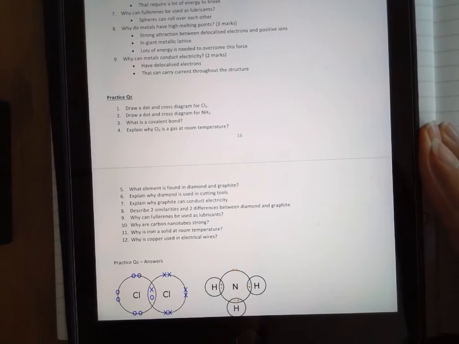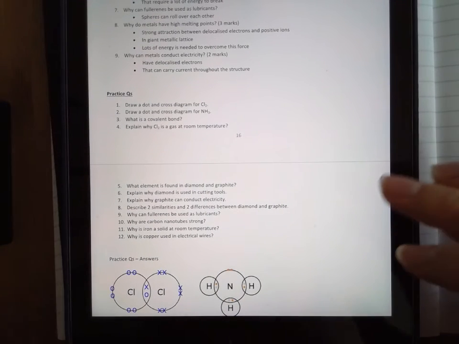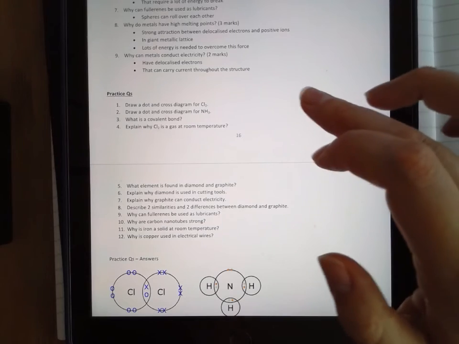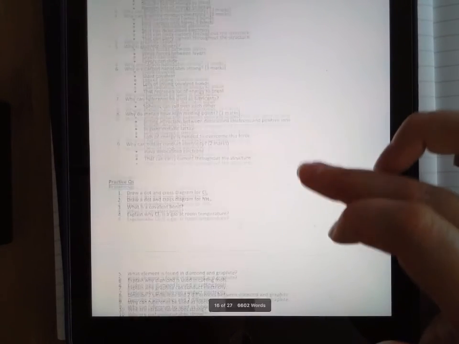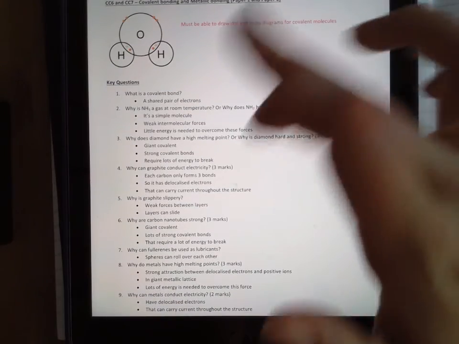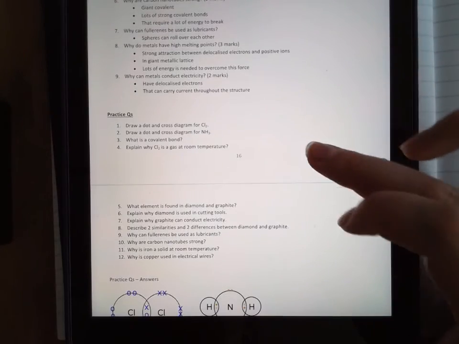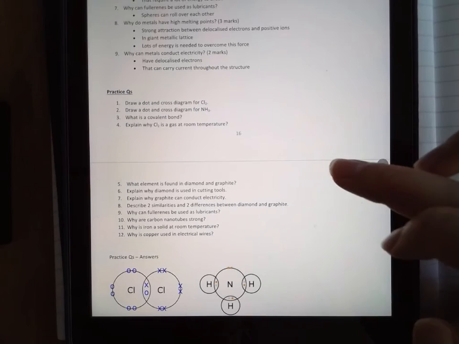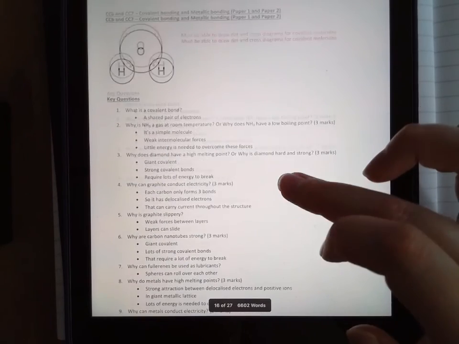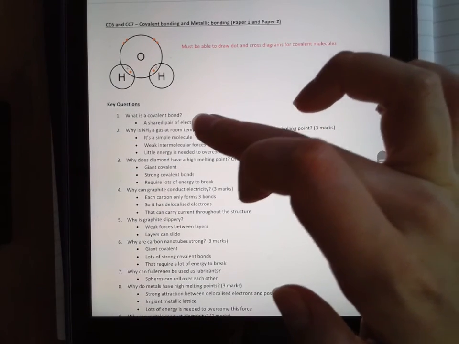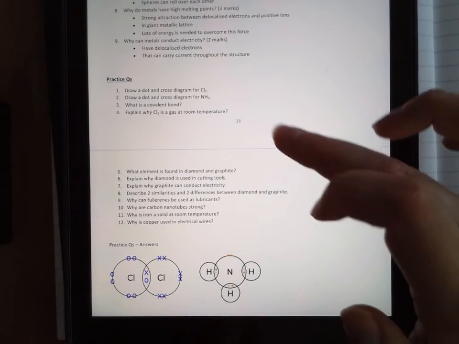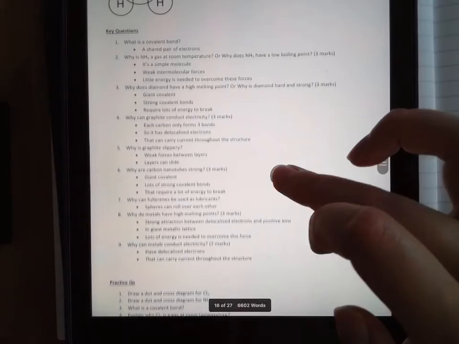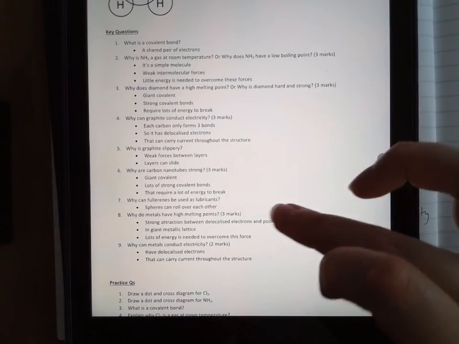So on page 16 of your core info guide, there are 12 questions. I haven't gone through all of the information you need for these questions in the video, but anything that I haven't talked about, you will find within the guide. First two questions, you're asked to draw a dot and cross diagram. Then you're asked, what is a covalent bond? Make sure you're getting your answer from here. Don't just make up the definition yourself. And then the other questions you will also find in this information right here.